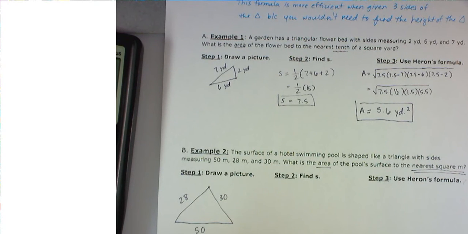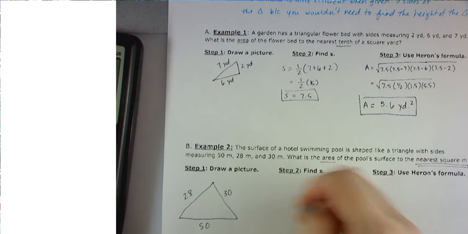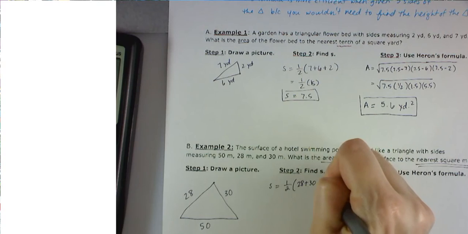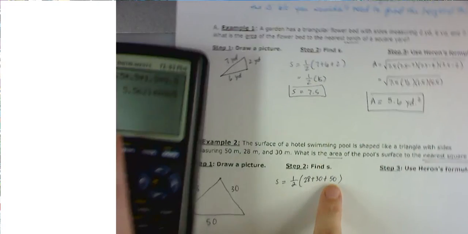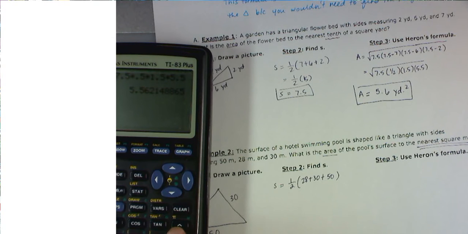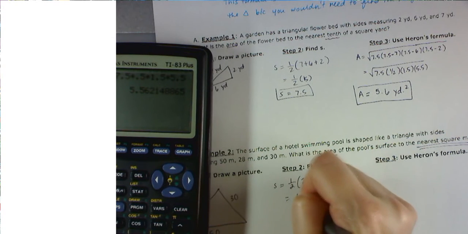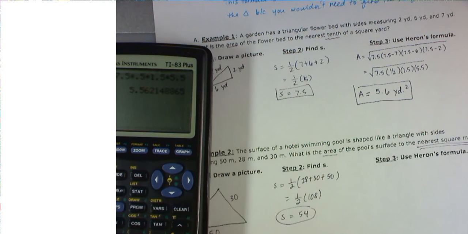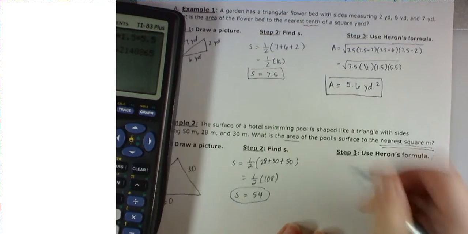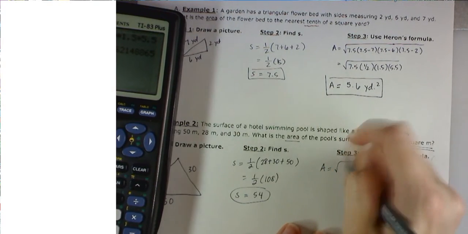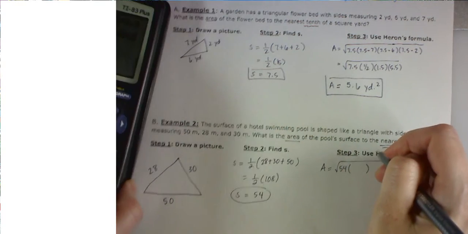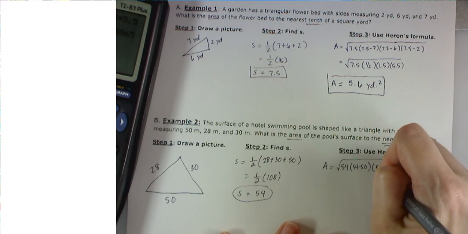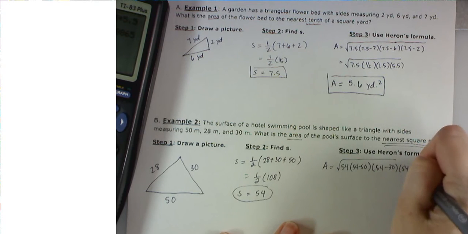Okay, so to find s, we're going to do 1/2 of 28 plus 30 plus 50. Okay, so 30 plus 50 is 80. 80 plus 28 is 108. So half of 108 would be 54. So now we're going to apply that to Heron's formula. So the area is going to be 54. And really this part you can do in your head, like 54 minus 50, you know that. 54 minus 30, 54 minus 28. So we're doing the square root of 54 times 4.